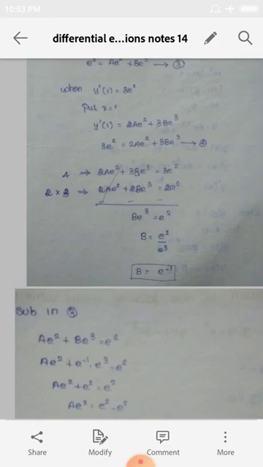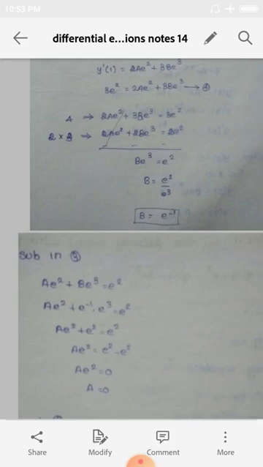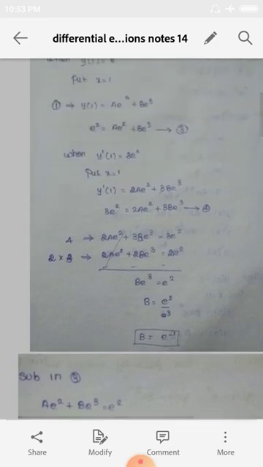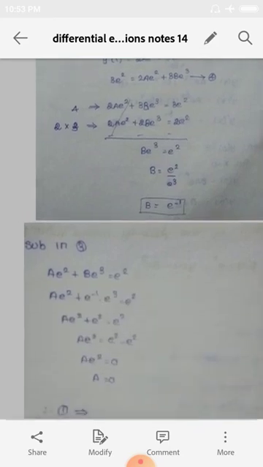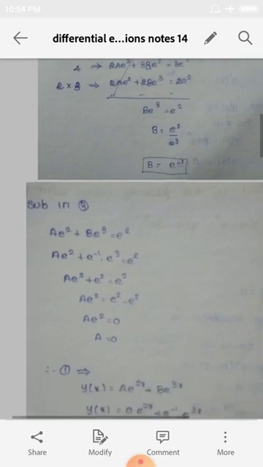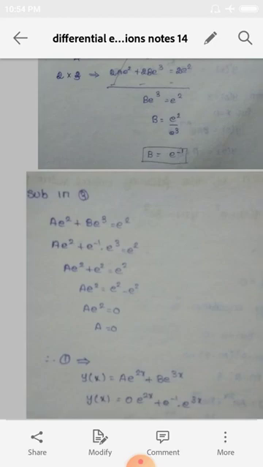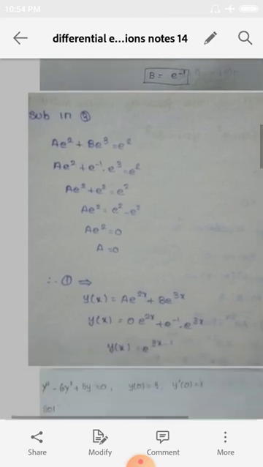Now substitute the value b = e^(-1) in the third equation. So a e^2 + b e^3 = e^2. Substituting, we get a e^2 + e^(-1) times e^3 = e^2. That becomes e^2, so e^2 equals e^2. So a e^2 is e^2 minus e^2, which becomes 0. So we get a = 0.